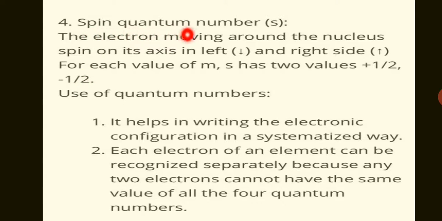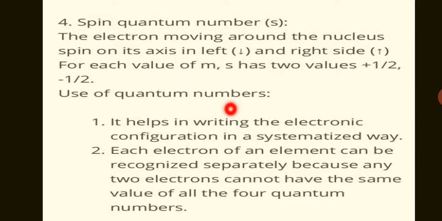Now the spin quantum number. The electrons moving around the nucleus spin on their own axis. If the spin is to the left, we denote it with a downward arrow, and if to the right, it is denoted by an upward arrow. For each value of m, s has two values. The spin quantum number has two values, either plus half or minus half.